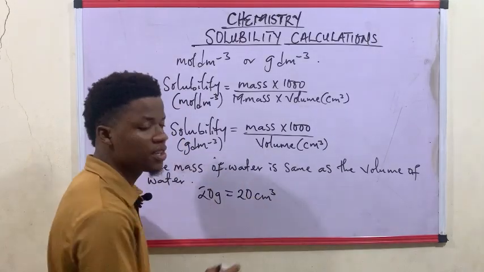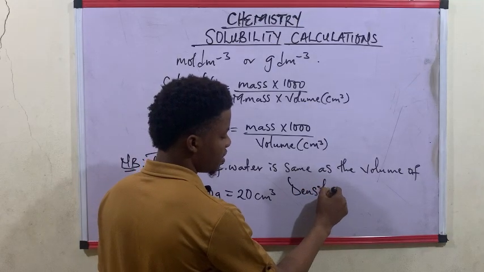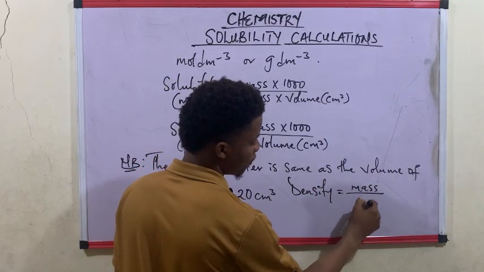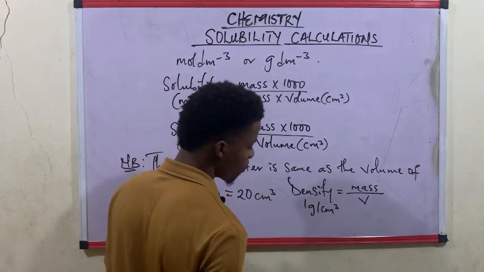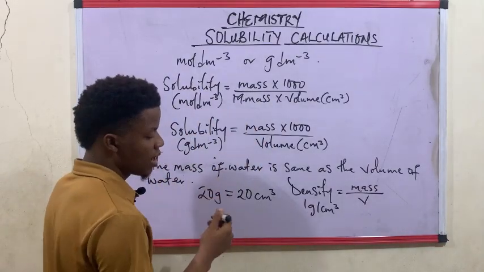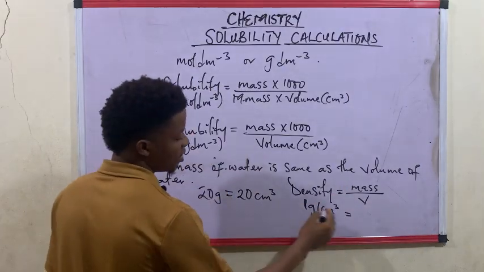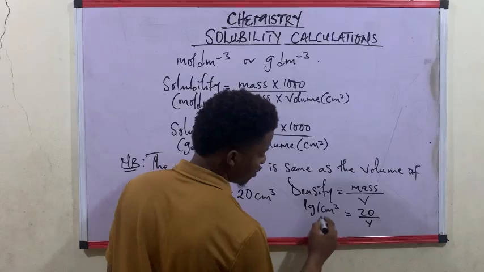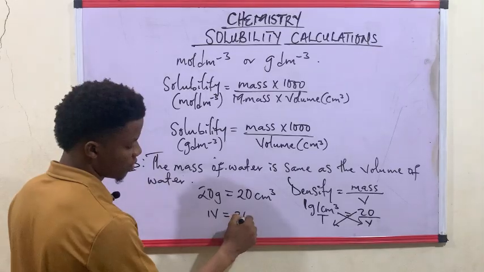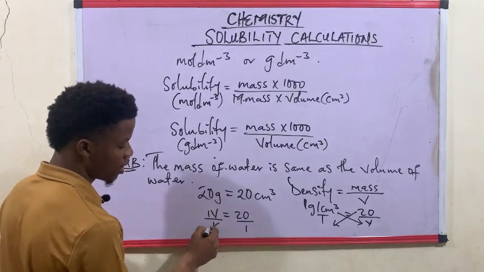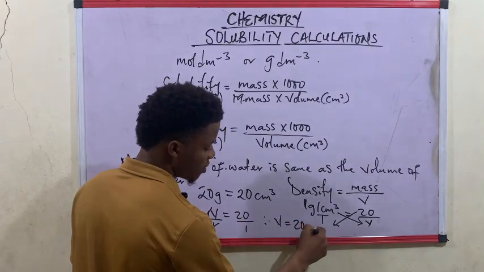Now how is this true? It is very, very true. Why? Because of density. We know that density is equal to mass over volume. The density of water is 1 gram per cm cube. So if density of water is 1, equal to, let's say the mass is 20, and we want to find our volume V, then by cross multiplying we have 1V is equal to 20. Divide both sides by 1, 1 cancels out 1. Therefore, V is equal to 20 divided by 1, which is still 20. So we now have 20 centimeter cube.